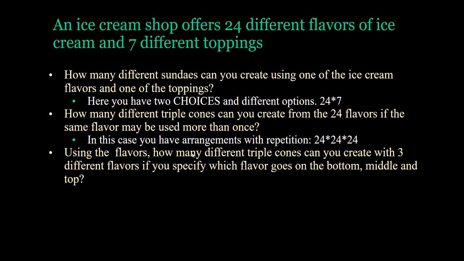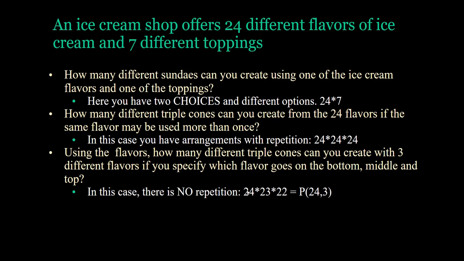Now, if we specify which flavor goes on the bottom, middle, and top, how many different triple cones can you create with 3 different flavors? Then this reduces the values for each of my choices. I have 24 options for one of those layers, the bottom layer, but then I only have 23 for the second layer and only 22 for the third. You can work this as a counting problem, so this would simply be the product of each of those, or because this is the equivalent of 24 permute 3, you can work this as a permutation problem.